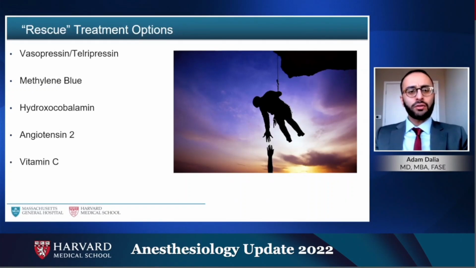And so we'll walk through each of these treatment options. How do we administer them? What are some side effects? And how do we use these in our algorithm for treating vasoplegia?